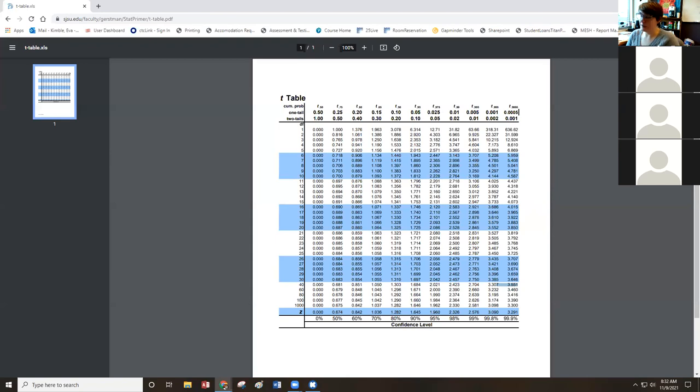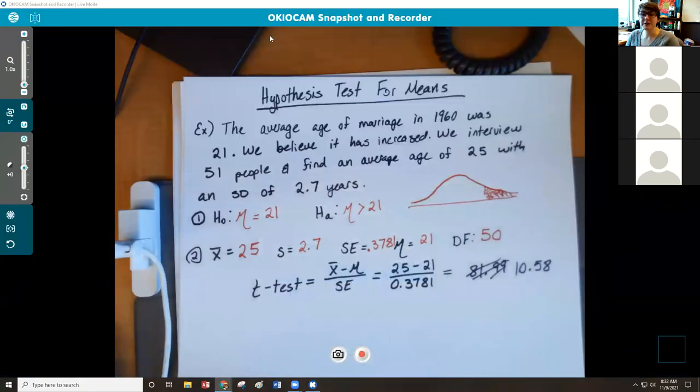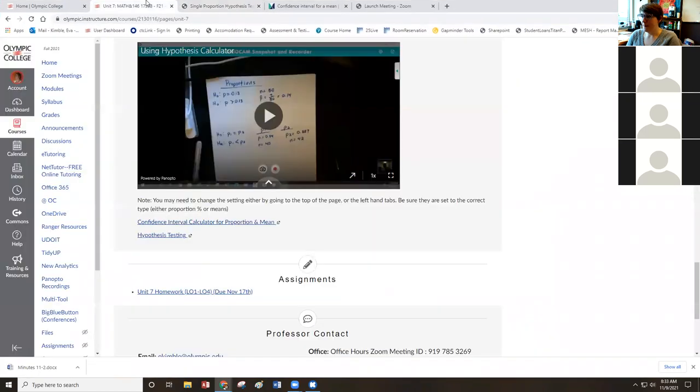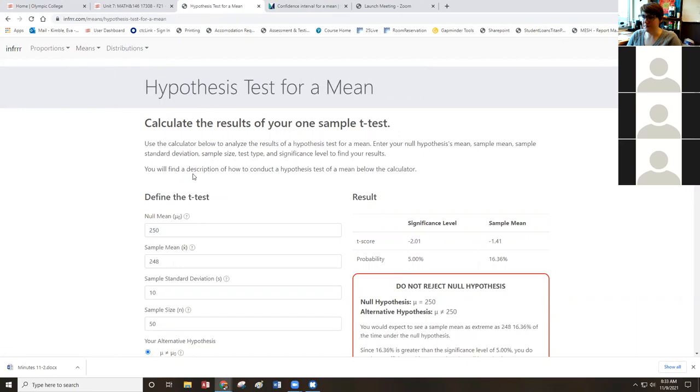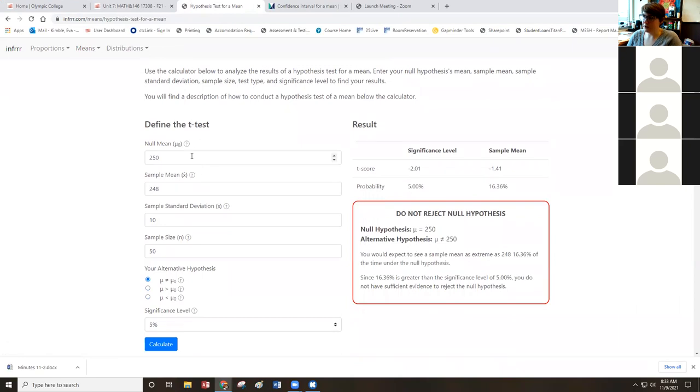So there are two different things that we can do. The first thing that I suggest is to use technology. The technology uses actual formulas in calculus to give us these numbers, so it's a lot less of a guessing game and a lot more exact. I'll show you how to use that. Again, you're going to go to the bottom of Unit 7 and click on Hypothesis Testing. That's going to pull up this website. Remember, we're not doing proportion testing, so we're not doing percentages, we're doing means, and a single mean. So we want to click on that, and then change this information.